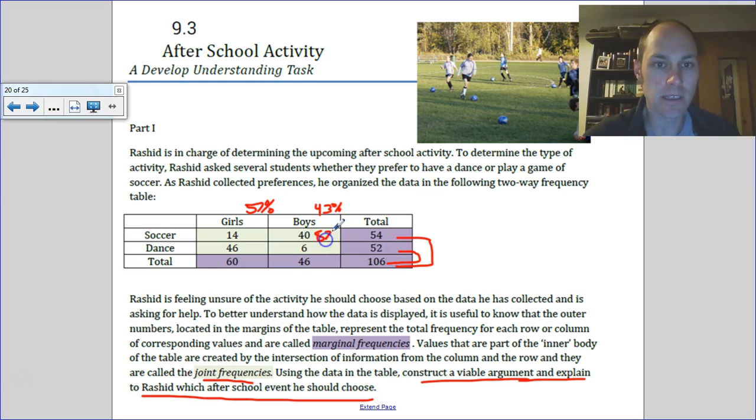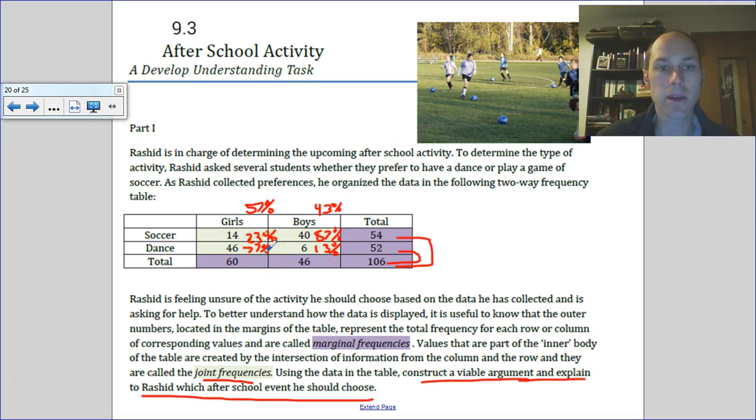87% of the boys prefer soccer, and only 13%, 6 out of 46, prefer dance. Whereas if we're looking at the girls, 23% of the girls would choose soccer, whereas 77%, 46 out of 60, chose dance. So yes, the majority of boys chose soccer and the majority of girls chose dance, but we might please a greater percentage of the people, since a majority of boys and a greater majority of girls chose soccer compared to the percentages of boys that chose dance.